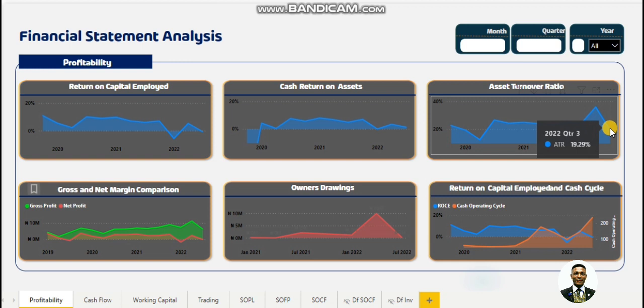It even grew it significantly, but then it declined. But a word of caution is to note that this quarter 3 of 2022 is just for 2 months in that quarter, not for the 3 months. So really deciding based on that data would be a little bit unfair. But the fact still remains that the business was able to do significantly well in the way it has generated revenue using its assets.